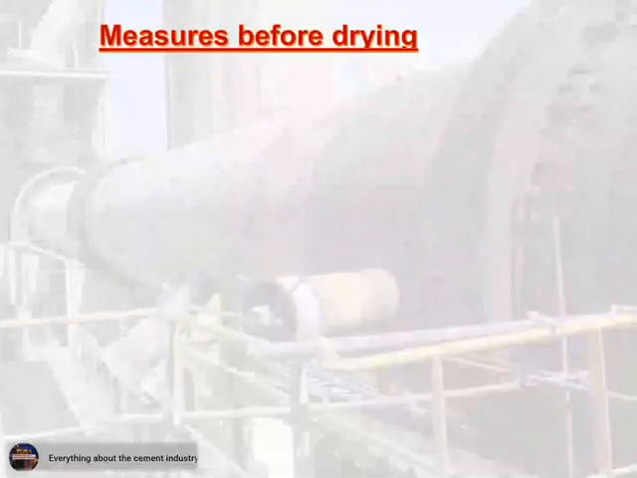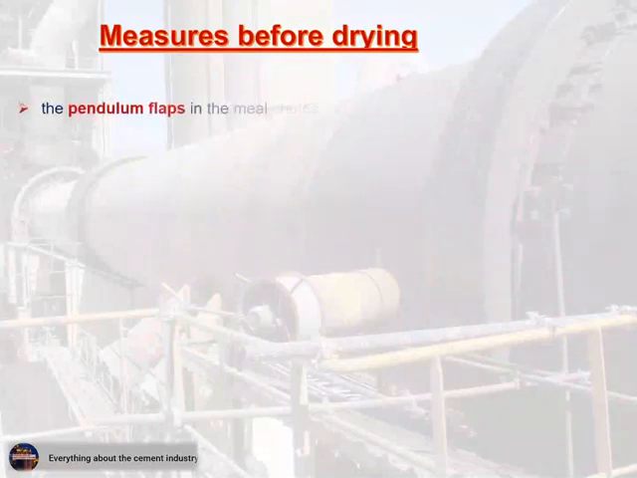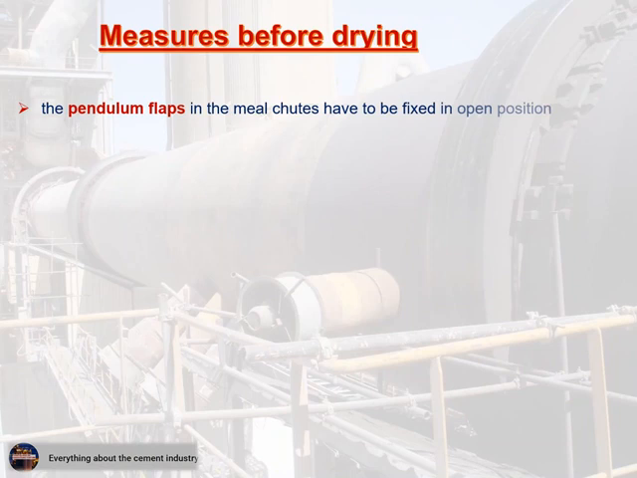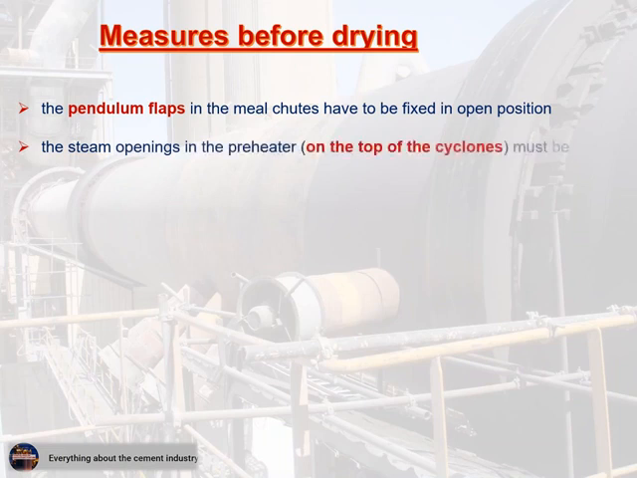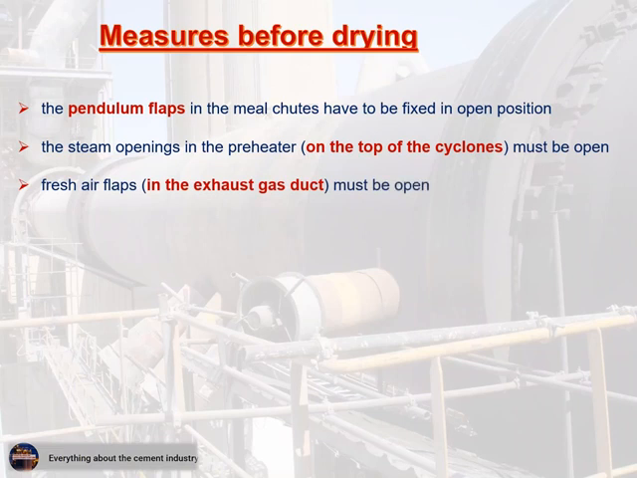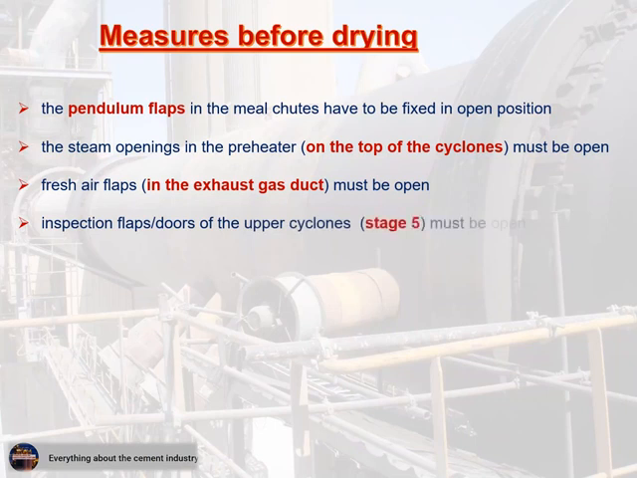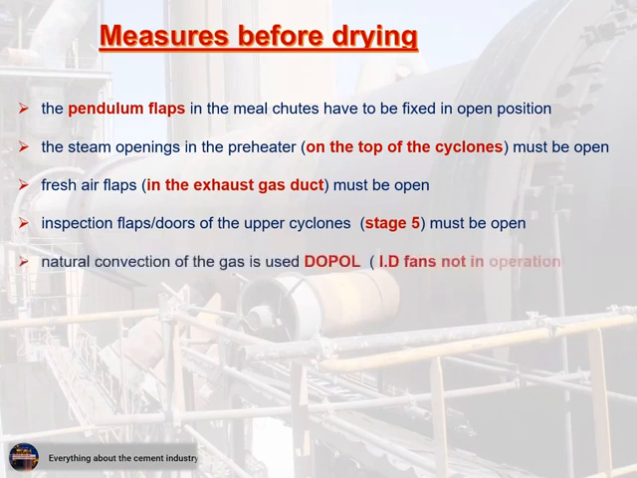Measures before drying. 1. The pendulum flaps in the meal chutes have to be fixed in open position. 2. The steam openings in the preheater, on the top of the cyclones, must be open. 3. Fresh air flaps in the exhaust gas duct must be open. 4. Inspection flaps and doors of the upper cyclones, stage 5, must be open. 5. Natural convection of the gas is used. Dopole, ID fans not in operation.